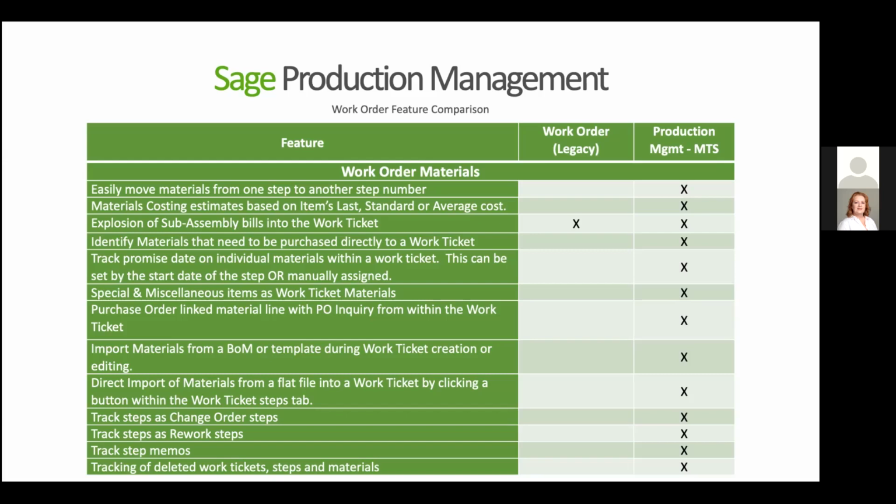We can track steps as change orders or reworks. This is really cool because if something in that order changes, I'm going to be able to track what that change was and be able to account for the costing or materials or time that it took to change that order. Same with rework. If I have to rework something because it failed inspection, no longer is that an outside process. I can capture all that information inside of production management and run reports to access that data.